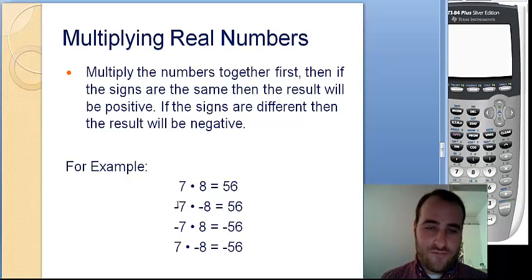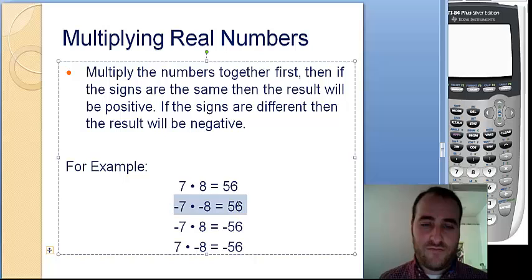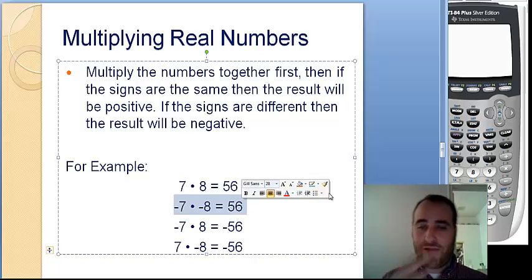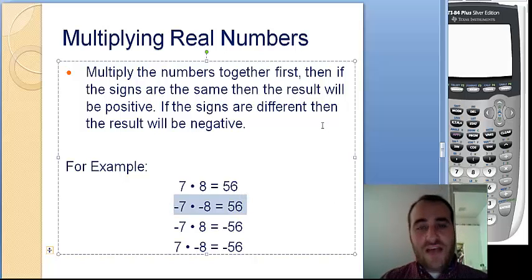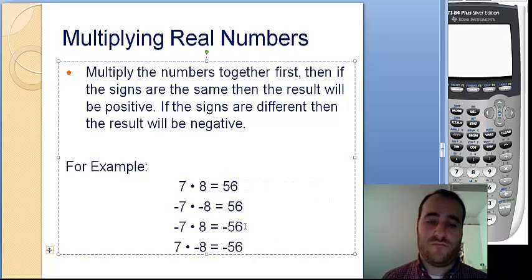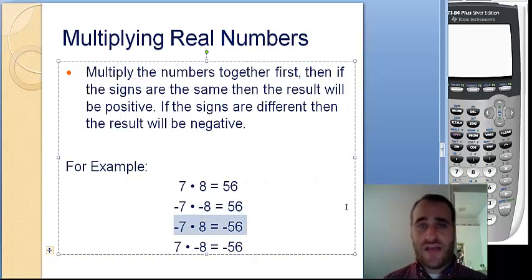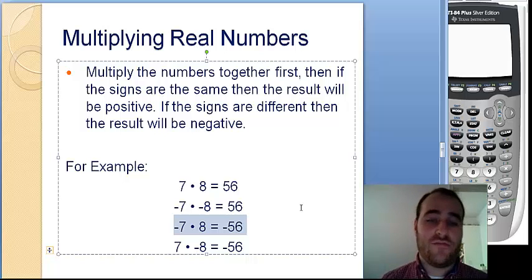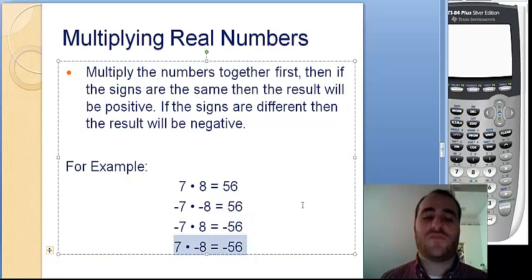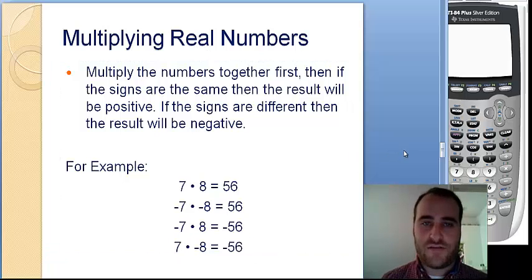Now let's look at negative 7 and negative 8. 7 times 8 is 56. Both signs are negative, so then our answer should be positive. Then we have negative 7 times positive 8. 7 times 8, still 56. Signs are different, so our answer is negative. 7 times negative 8, we do 56 again. Signs are different, so the answer is negative 56.